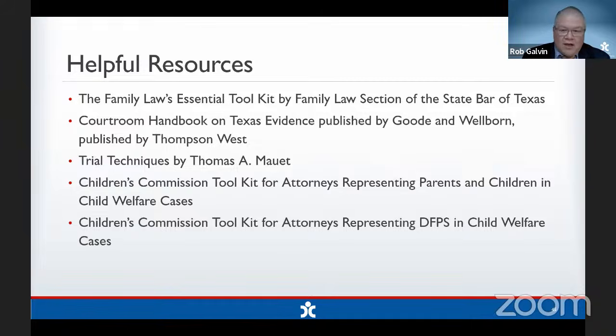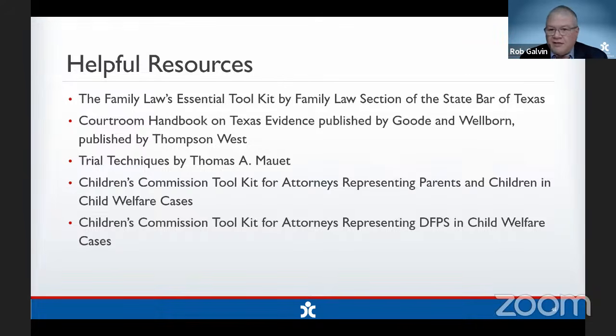I get no money from this, but the Handbook on Evidence by Professor Goode and Wellborn, to me, has always been a really important book to have. It's becoming really expensive, so if you want to spend $800 or so for it, it might be worth it. But it actually lays out objections and responses and things like that, and has tons of case law that's incorporated into the commentary. So those are just resources that you can use to be prepared for trial.